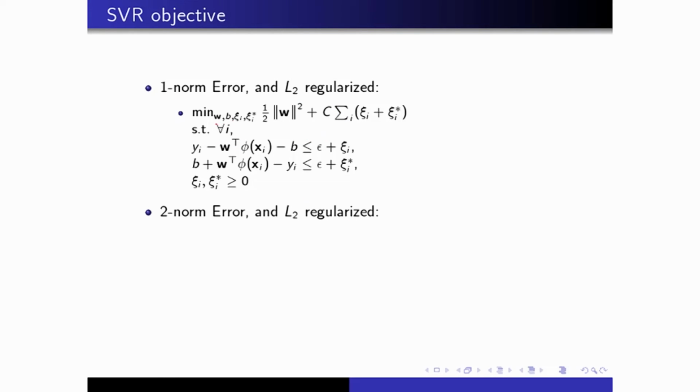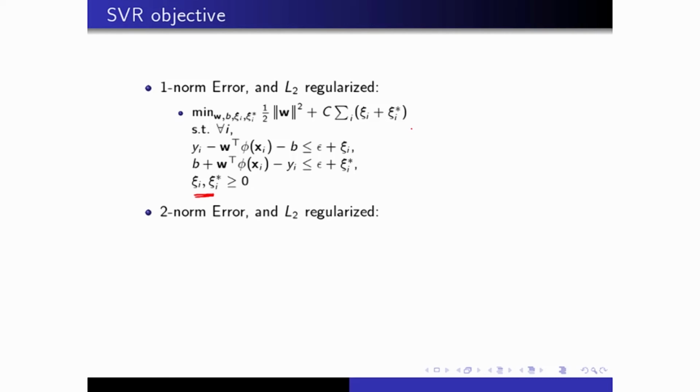It is minimization over W, B, xi, xi star of 1/2 norm W square plus C times summation over xi and xi star. We have the constraints we wrote earlier. In addition, we need that xi and xi star should be greater than or equal to 0. Please note that these constraints, and especially the objective, because it's a summation over xi and xi star, the objective does encourage negative values of xi and xi star.